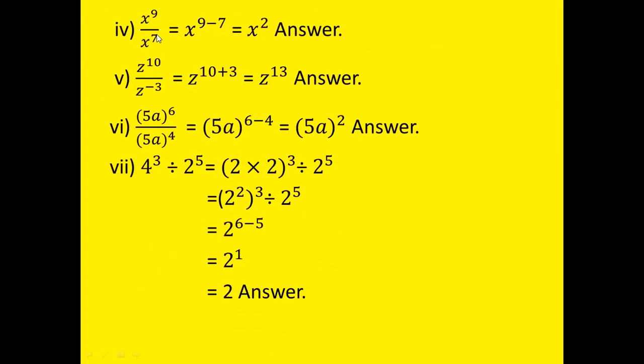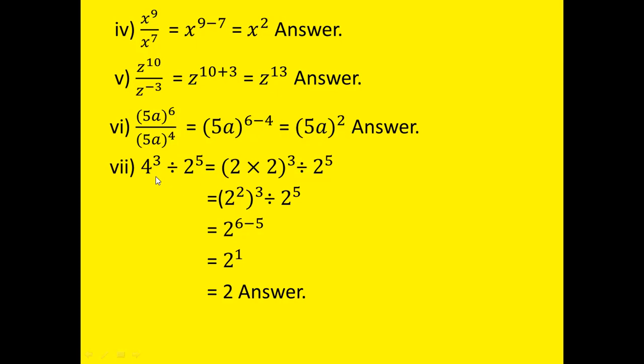And similarly here, look, similar one, division: x to the power 9 divided by x to the power 7. And we have to subtract the powers, 9 minus 7. Okay, 2, x square is the answer. Here also z to the power 10 divided by z to the power minus 3. Minus minus will be plus, 10 plus 3, z to the power 13 is the answer. 5a whole power 6 divided by 5a whole power 4, 6 minus 4, then it will be 5a whole power 2.